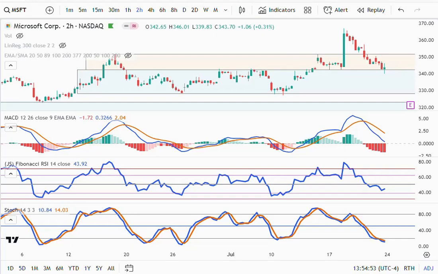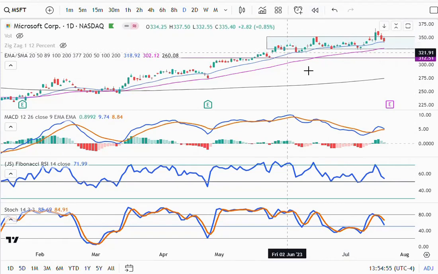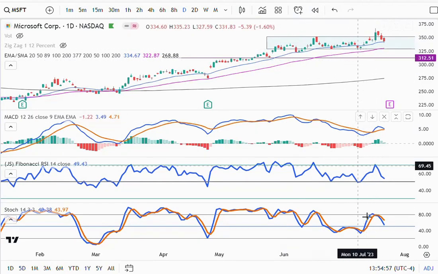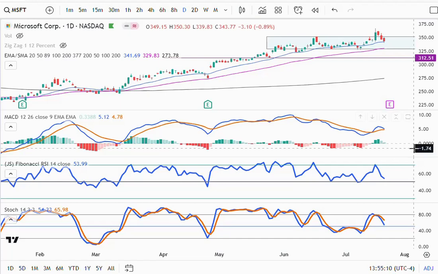But at this point, the price action and momentum indicators are still positive and better than Tesla and Netflix. But Microsoft reports earnings next Tuesday. Now things may change. If that happens, then obviously I'll come back with an update.